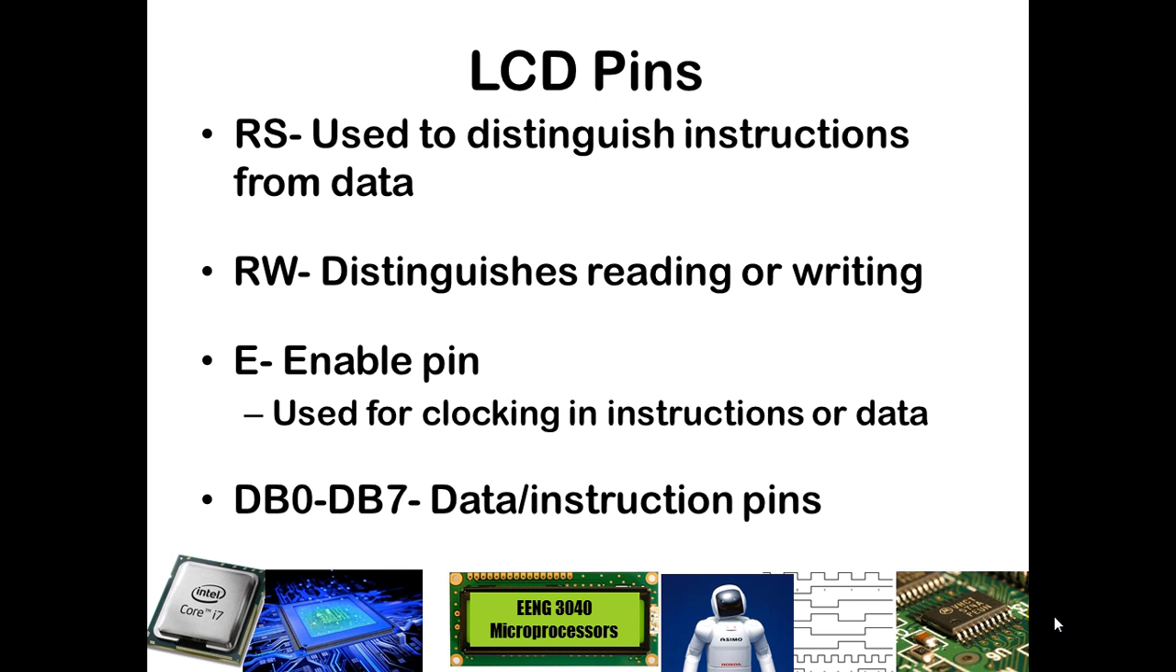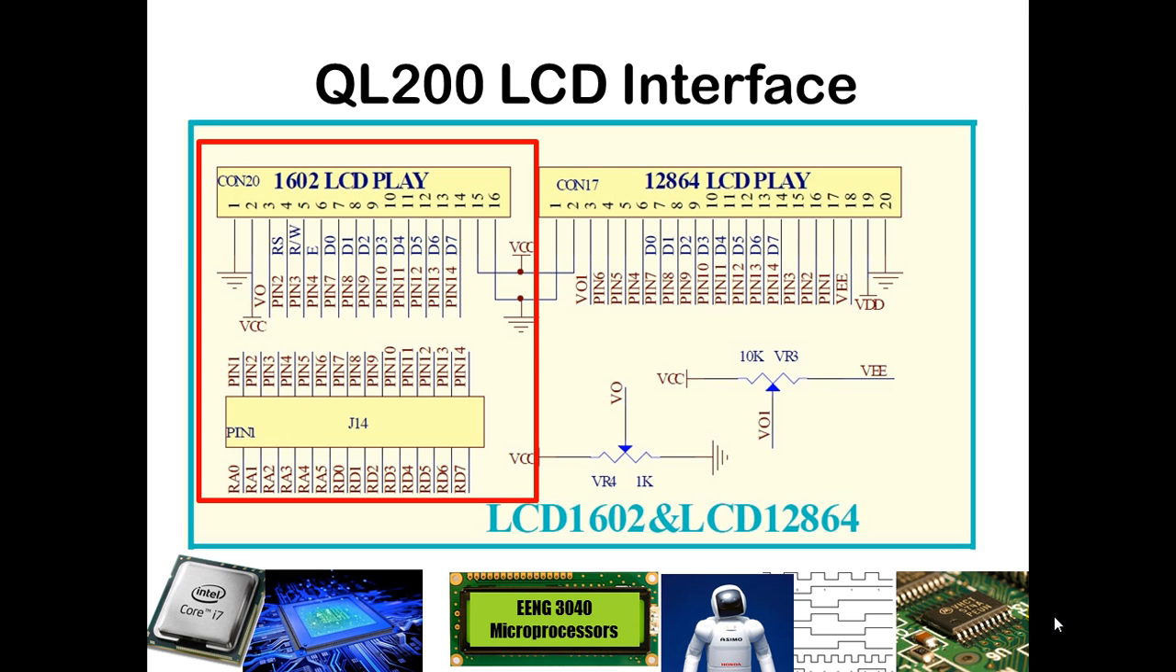So, as we mentioned, RS is used to distinguish whether you're sending instructions or you're sending data. RW distinguishes whether you're reading or writing, reading from what is already on the LCD panel or writing to it. In most everything we will do, we will be writing to the panel. And then your enable pin acts as a clock, and DB0 through DB7 are where the data is written to the LCD.